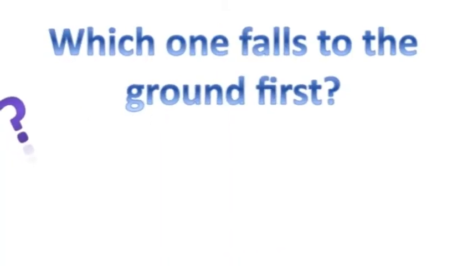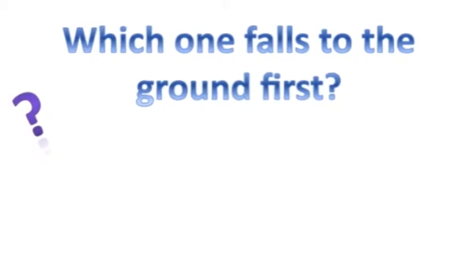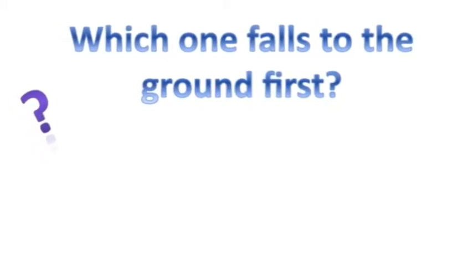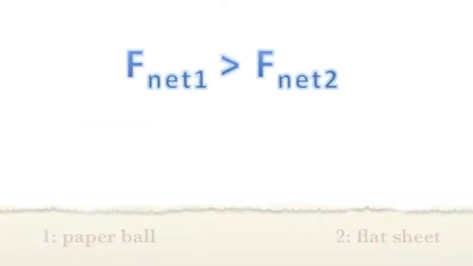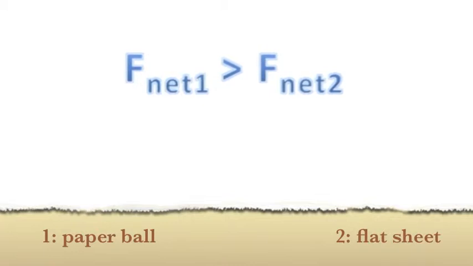Which one falls to the ground first? If we did the experiment in vacuum, they would fall to the ground at the same time, but we're doing it with lots of air around us. Since air is also a fluid, we cannot ignore the resistance force that air will exert on moving objects. We see that the paper ball falls to the ground first, while the flat sheet of paper is still swinging its way down. Since the paper ball fell to the ground first, we can assume that the vertical net force on the paper ball must be greater than the vertical net force on the flat sheet.